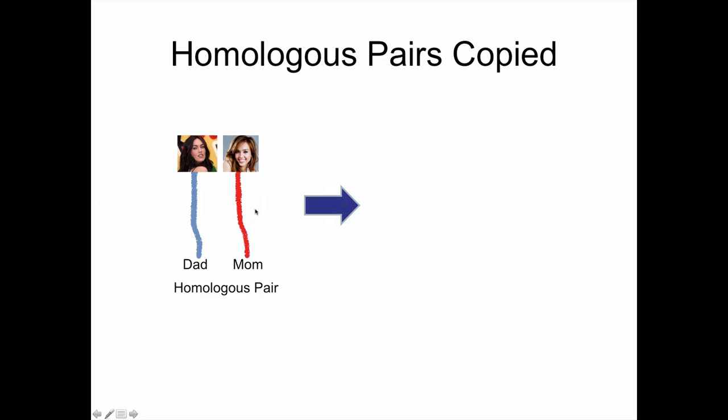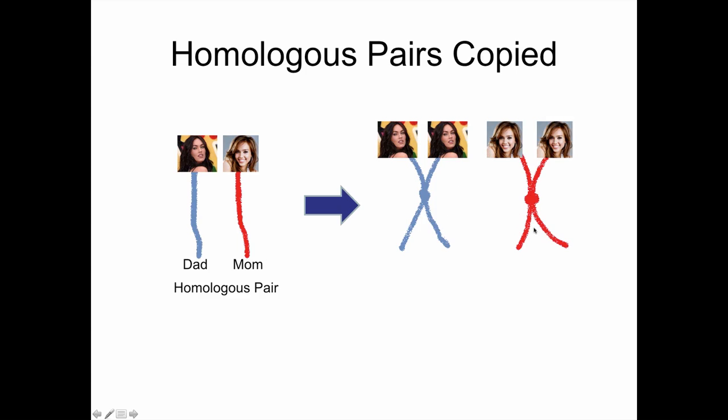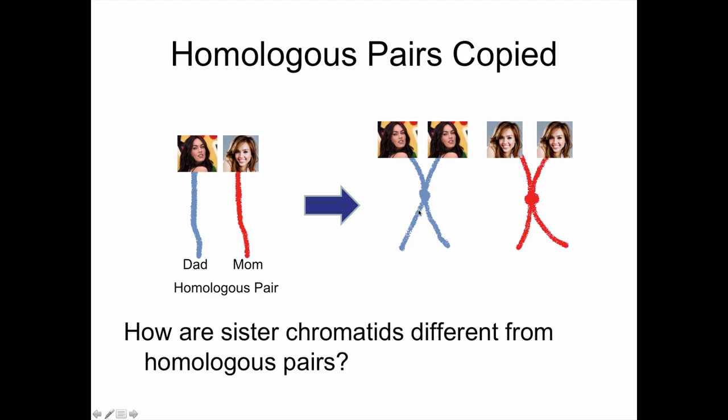When you make a copy of a homologous pair, you make a copy of the one from dad, and the copy stays stuck together. You make a copy of the one from mom, and the copy stays stuck together. So this here and this here, these are sister chromatids. This is sister chromatid, sister chromatid. Both of them are the same exact copies of each other. That's the one from dad. Same thing here, sister chromatid, stuck together at the centromeres. So go ahead, answer this question, and we'll be talking about it in class. How are sister chromatids different from homologous pairs?